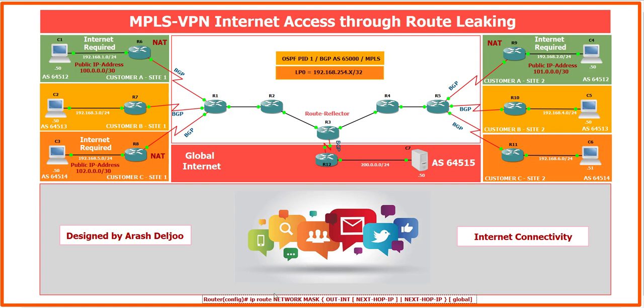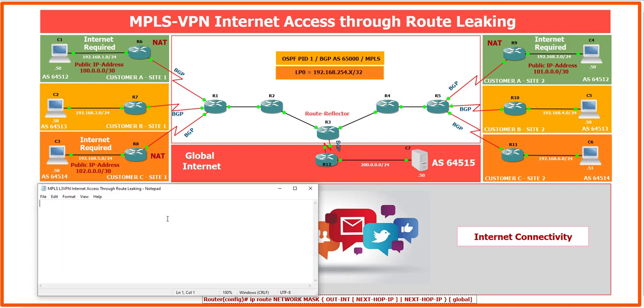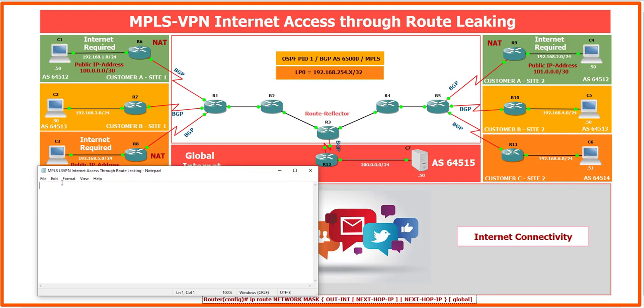Let me start the configuration with this Notepad file. After that, we can configure the other features step by step. Look at here. I'm going to use OSPF in process 1, BGP AS 65000, and then MPLS. We have loopback 0 on all of the service provider routers, and also, as you can see here, we have R1, R2, R3, R4, and R5. R3 is our route reflector.